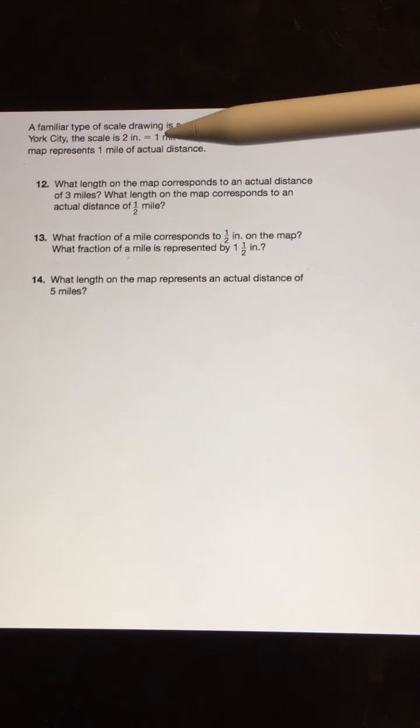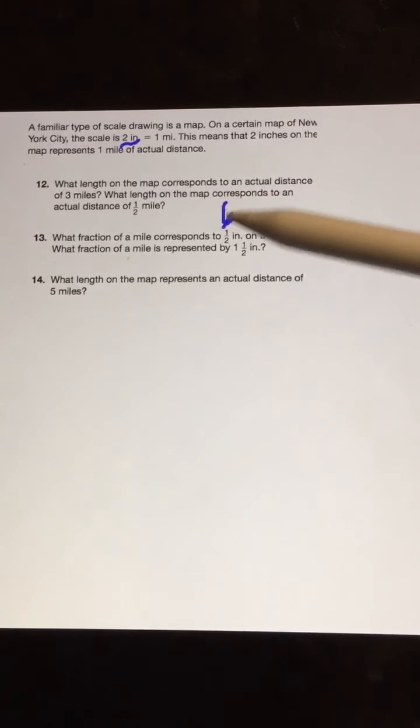So, what length on the map corresponds to the actual distance of 3 miles? So I look up here. All right, so 2 inches is 1 mile, so I think about 2 times 3. So that would be 6 inches would correspond with 3 miles, right? So what length on the map corresponds to the actual distance of a half mile? Well, if 2 inches is a mile, then what's a half mile? 1 inch, correct?